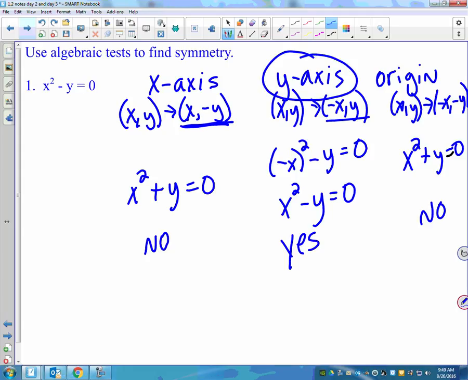Most of the things we do right now are going to be symmetric with one or the other, but there are examples. Can you think of a shape on a graph that could be symmetric with the x-axis, the y-axis, and the origin? A circle, and it would have to be centered at the origin. Let me draw a careful circle. Because it would be symmetric with all of them.